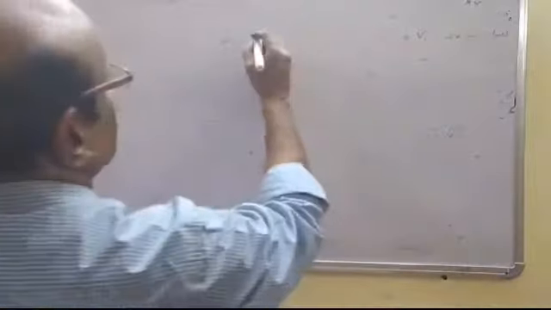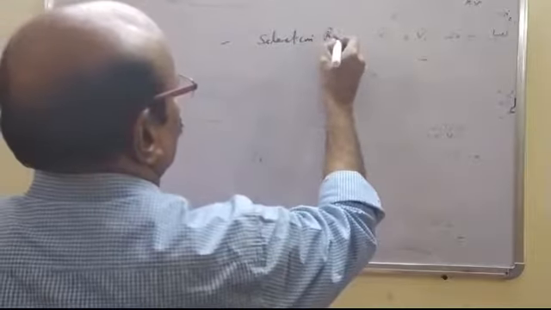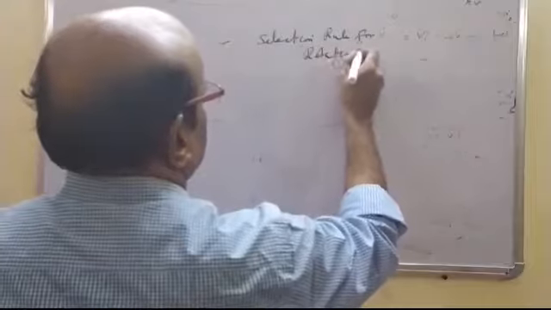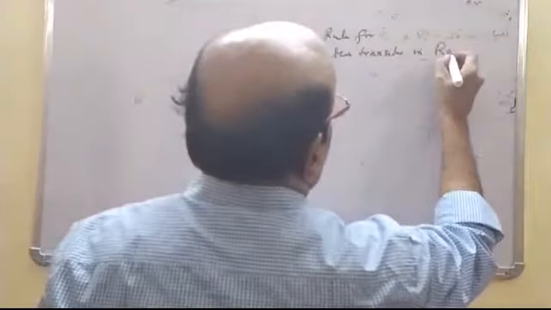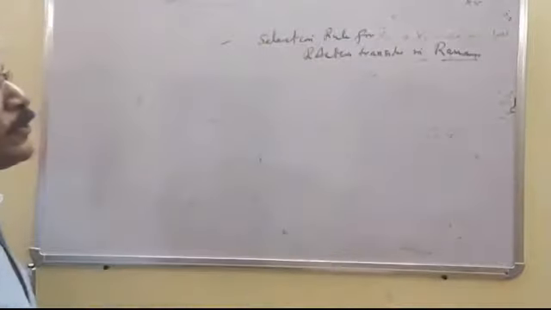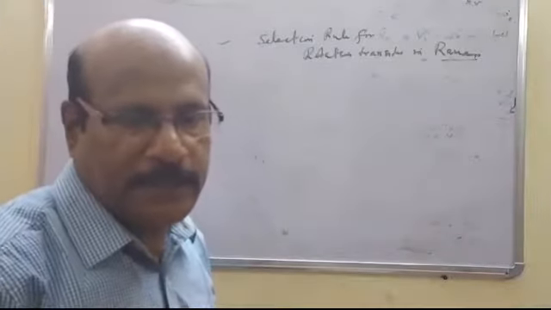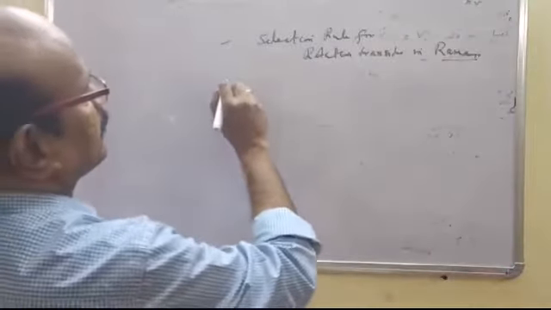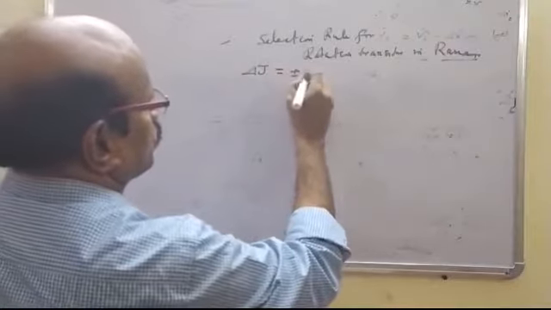For rotation, the selection rule for rotation transition in Raman, we know. The rotation selection rule in IR was delta J plus or minus 1. Here it is not so. In the case of Raman spectra, the rotation selection rule is that delta J changes by plus or minus 2.